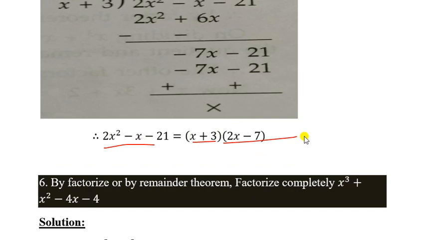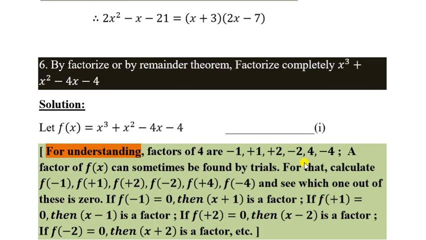And one more type of question you'll get in your exam. So that's why I would like to explain that type of question also. See, this is very important. By factorize or by remainder theorem, factorize completely x cube plus x square minus 4x minus 4. See, for this kind of question, a factor is not given or a remainder is not given, so they simply ask you to factorize the given polynomial. That means this is the given polynomial, x cube plus x square minus 4x minus 4.